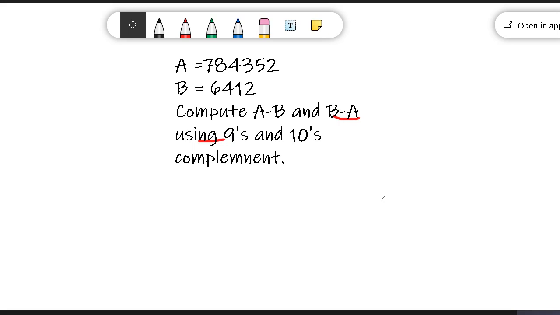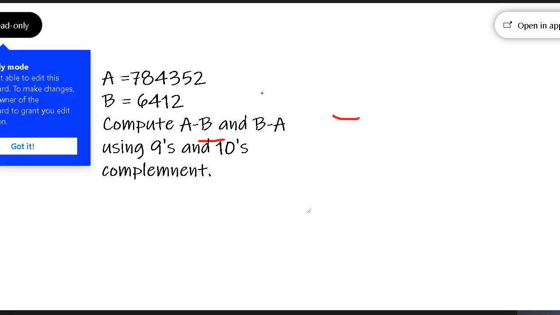So same procedure. Here also again we're gonna use A minus B, and then B minus A, with the particular value. Basically you know that A value is there and B value is there. So first we gonna use A minus B. So what is the first step?